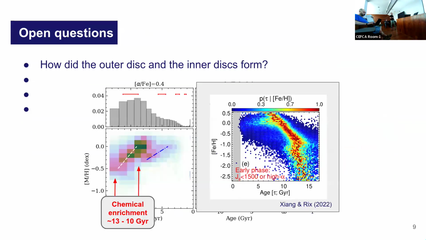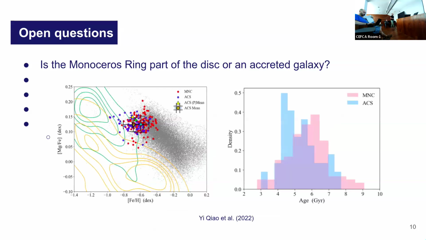Okay, and we can also observe how the outer disk, or the thick disk, can form. In this result from Shannon and Riggs in 2022, we can observe what they found: a very sharp chemical enrichment in the formation history of the thick disk. We found something similar using J-PLUS photometry and performing isochrone fitting on CMD diagrams, and we can also observe here how the Monoceros ring and the anticenter stream can be characterized chemically.